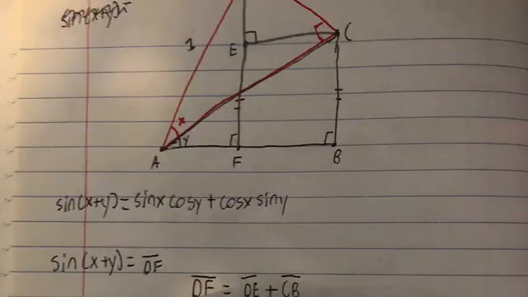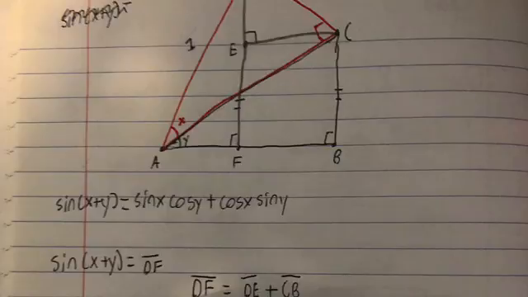Here I'm going to be proving the angle addition formula for sine, which is stated as sine of x plus y is equal to sine of x times cosine of y plus cosine of x times sine of y. And to do that, I've drawn a picture of two triangles stacked on top of one another. The first being triangle ABC with angle y and triangle ADC with angle x.